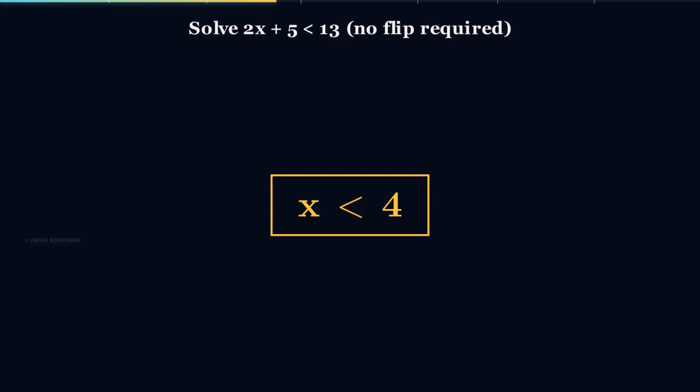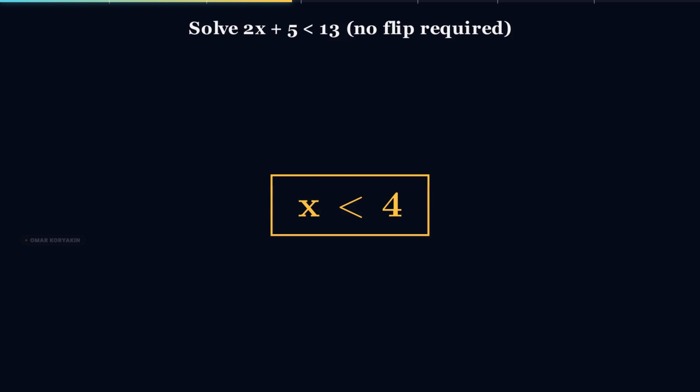The big lesson from this example is that the standard two-step inverse workflow handles linear inequalities exactly the same as linear equations when no negative multiplier or divisor appears anywhere in the procedure. The verification step uses a test value rather than a single substitution, which is the natural extension of the substitution check from equations to inequalities.